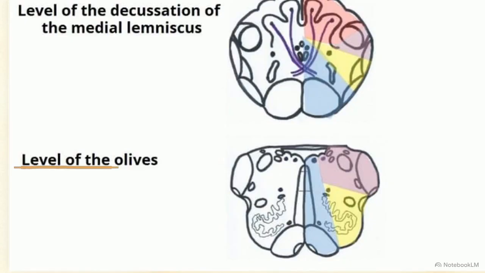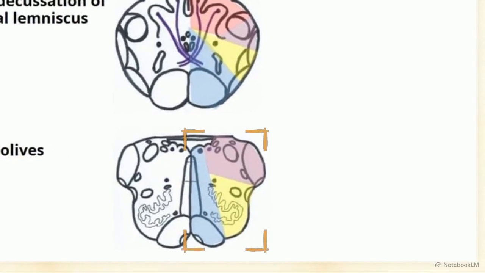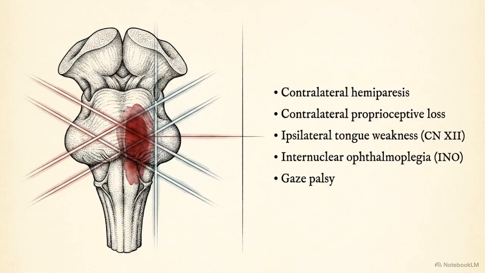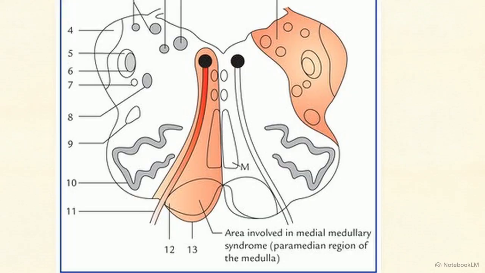Looking at this cross-section of the medulla at the level of the olives, you can clearly see the stark divide between the blue anterior spinal territory in the middle and the pink and yellow lateral territories. Simply knowing whether an occlusion is medial or lateral gives us the exact formula to deduce a patient's symptoms. This illustration lets us zoom exclusively into the midline territory of the medulla, the paramedian region shaded in orange.